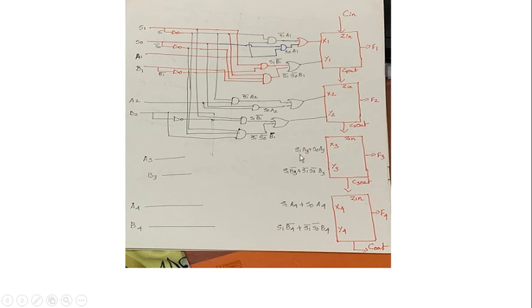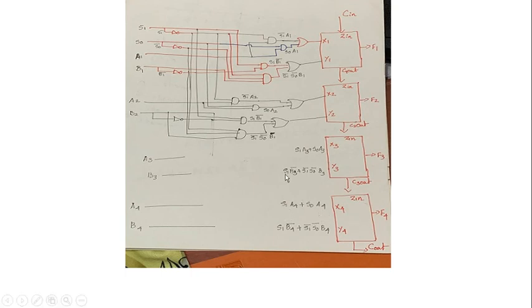Similarly here we need S1 bar A3 plus S0 A3, which is connected with X3, and S1 B3 bar plus S1 bar S0 bar B3 is connected to Y3. Here also S1 bar A4 plus S0 A4 is connected with X4 input of this parallel adder. S1 B4 bar plus S1 bar S0 bar B4 is connected with Y4 input of the last parallel adder.